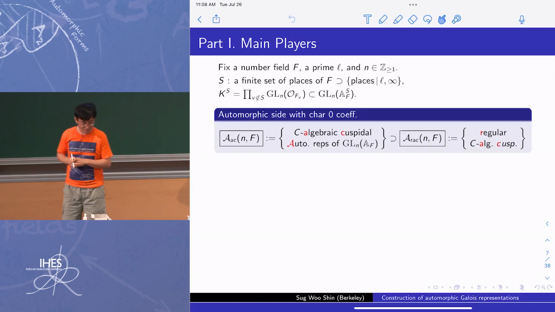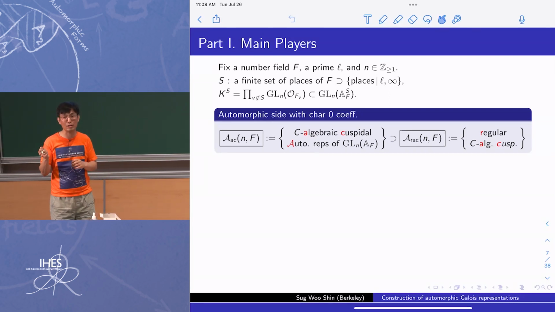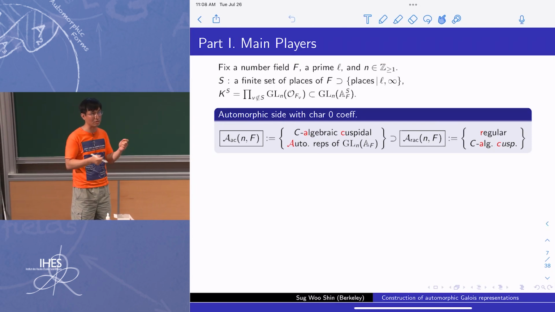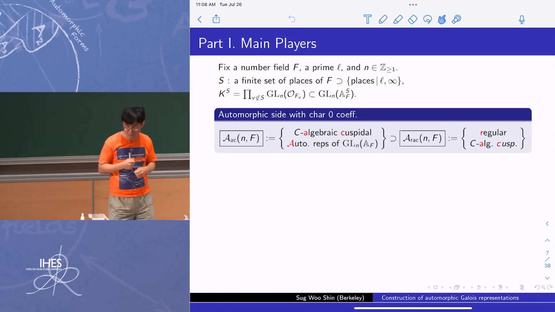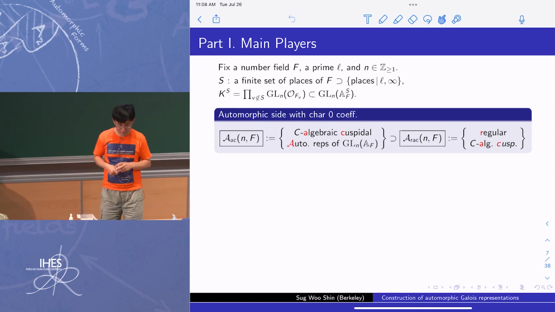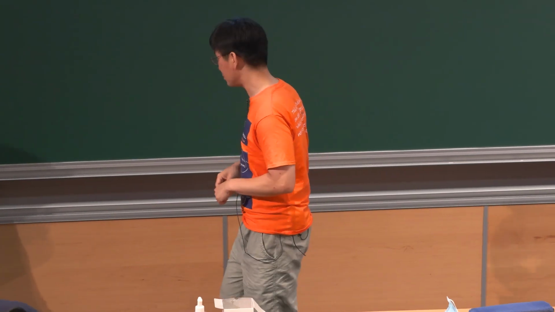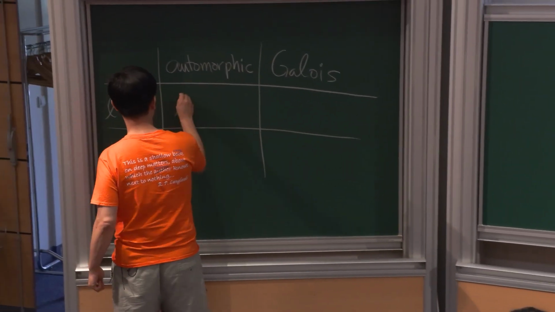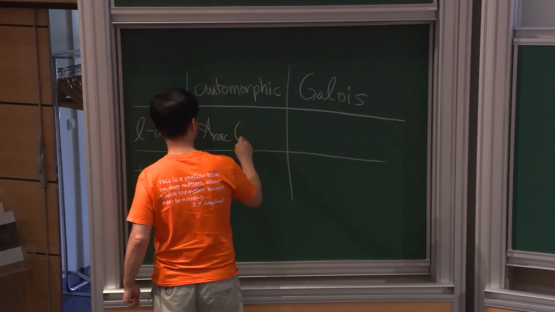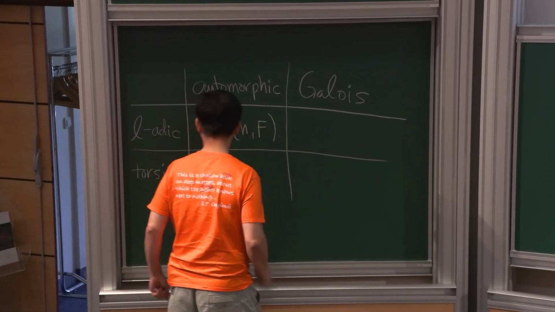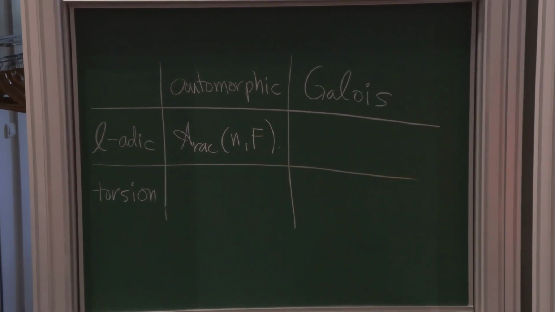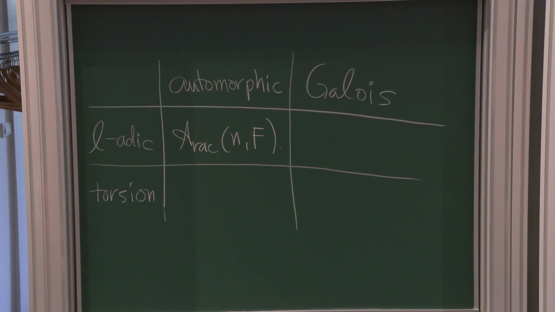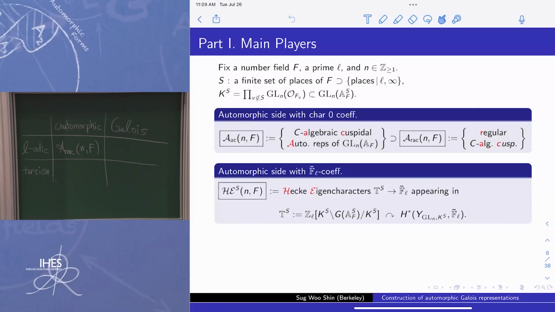And there's also a smaller subset consisting of regular algebraic ones. Regular means the infinitesimal character is regular, so its stabilizer in the Weyl group is trivial. To remember the notation, I'll put this in here. Eventually the theorem will be only about the regular case, so I'll just remember that one.